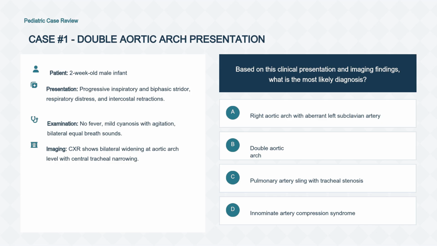Question 1. Double aortic arch presentation. A 2-week-old male infant presents with progressive inspiratory and biphasic stridor, respiratory distress, and intercostal retractions. A chest radiograph shows bilateral widening at the aortic arch level with central tracheal narrowing. What is the most likely diagnosis? Option A. Right aortic arch with aberrant left subclavian artery. Option B. Double aortic arch. Option C. Pulmonary artery sling with tracheal stenosis. Option D. Innominate artery compression syndrome.